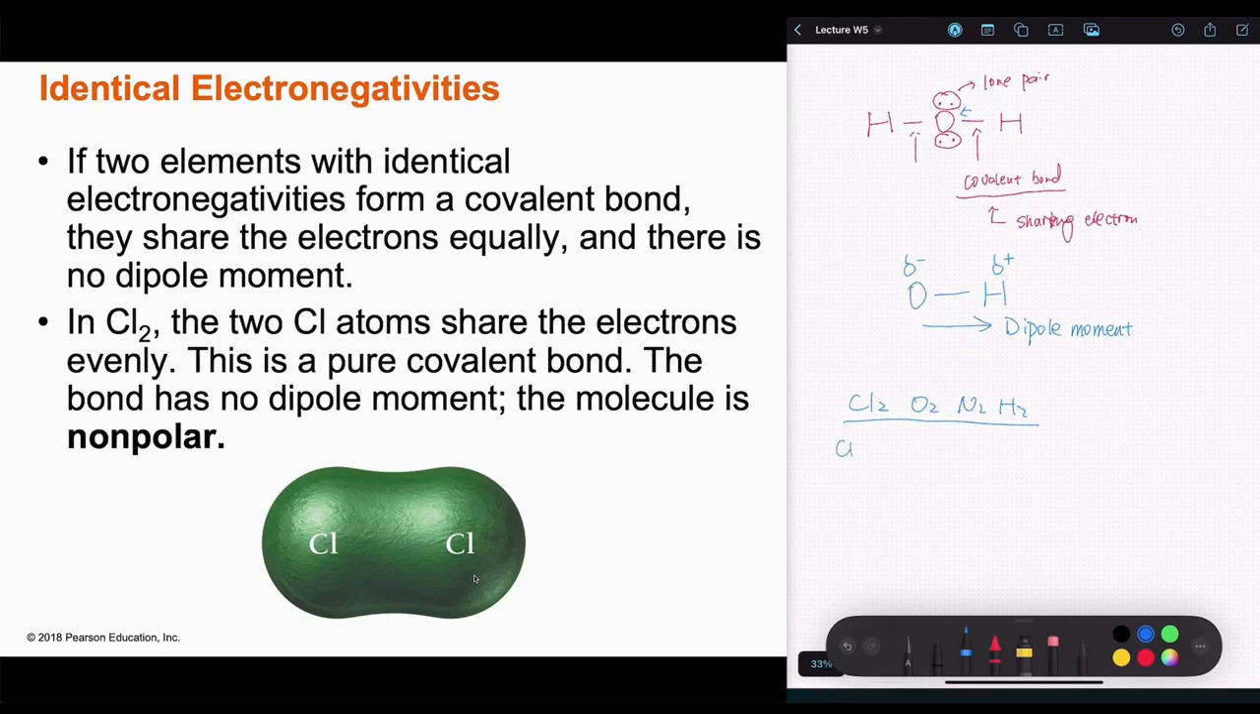Within this bond, because they're the same element, their electronegativity is exactly the same, which means in these scenarios the electrons are completely equally shared. So we give this bond a name: the non-polar bond, or non-polar covalent bond.